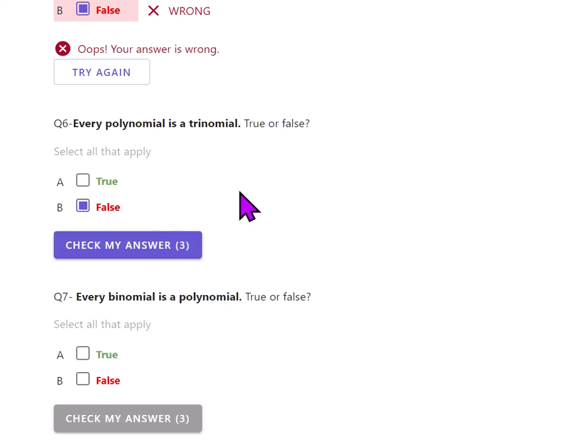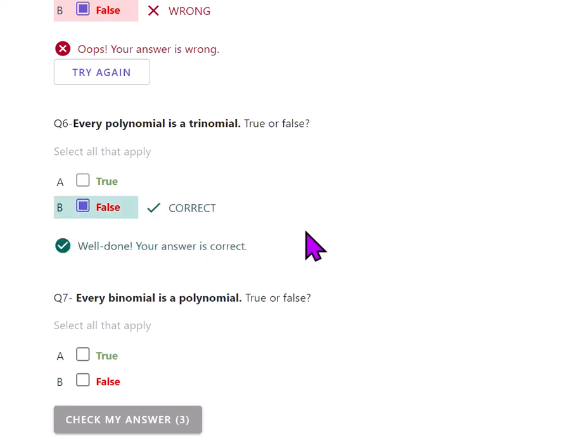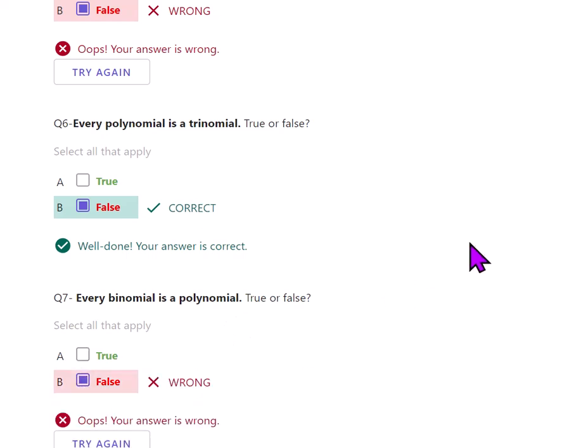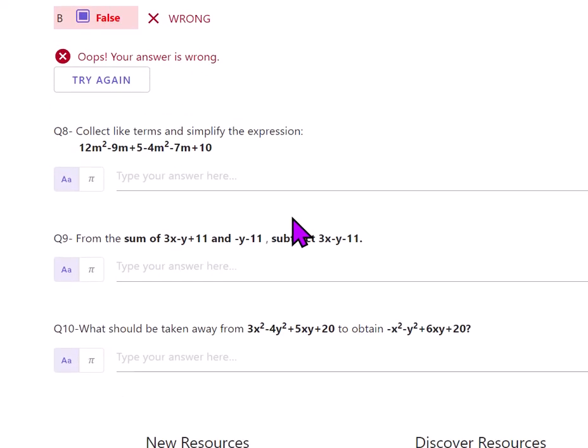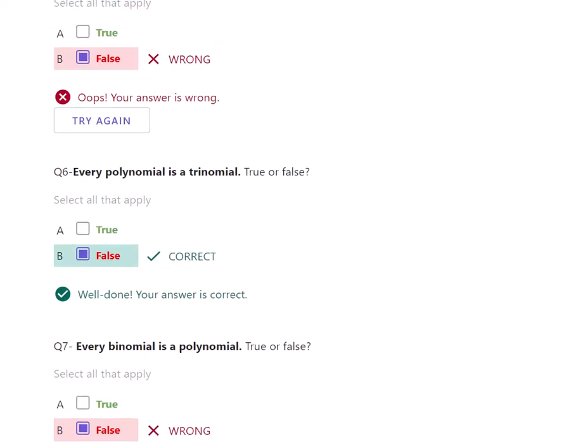Every polynomial is a trinomial. False. Every binomial is a polynomial. False. Every binomial, that is false. You could have a binomial with 1 over x. Okay. Too much stuff going on here. Okay, see you in the next one.